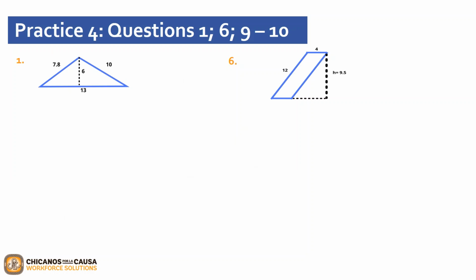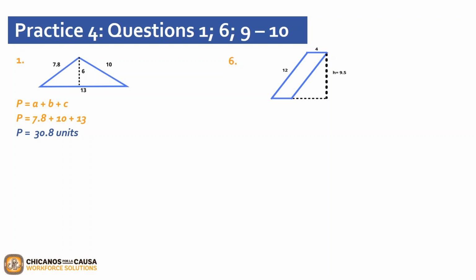Let's start with questions 1 and 6. For questions 1 and 6, we're going to find the area and perimeter for each. Question 1 is a triangle. In order to find the perimeter of a triangle, you have to add all sides. So here we have 7.8 plus 10 plus 13, which are our sides. Disregard the 6 at this time because that is the height, which we will be using for the area. When you add all the sides together, you get a perimeter of 30.8 units.